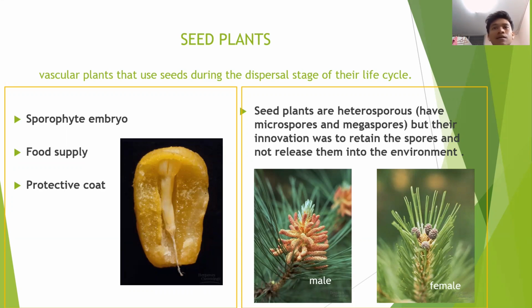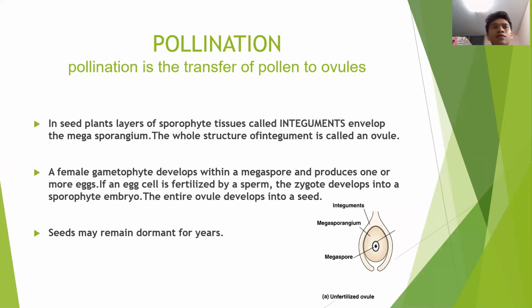Seed plants are heterosporous, which means they have microspores and megaspores, but their innovation was to retain the spores and not release them into the environment. So these are examples of seed plants, male and female. Pollination is the transfer of pollen to ovules.